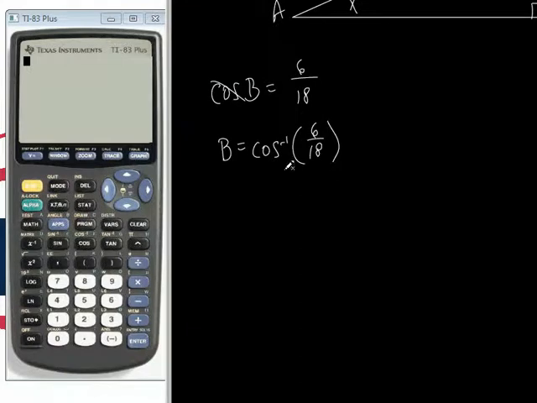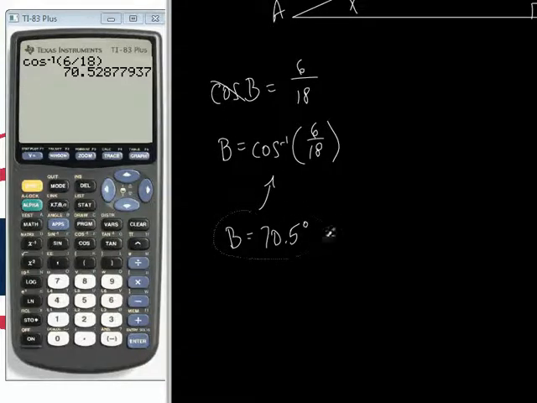So this is what I'm putting into my calculator. I like this notation because it looks very similar to the notation on the calculator. So let's do this. Second function, cosine. That's the inverse cosine. See, it looks just like that on the calculator. Then I hit 6 divided by 18. And again, you could reduce it if you wanted to, it'd be 1 over 3, but it's just as easy to put 6 over 18 in the calculator. Then you hit enter, and there's your angle right there, 70.5 degrees. So angle B is 70.5. Now remember, it's not the length of a side, it's an actual angle. So it's 70.5 degrees, and that is your answer for angle B.